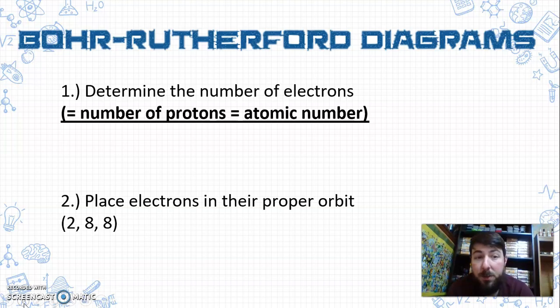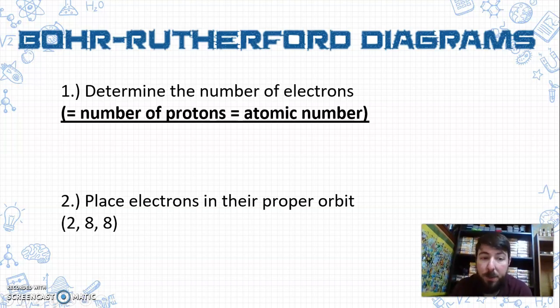So the first thing you have to do is figure out how many electrons the element has. An easy way to remember that is to just look at the atomic number. For example, hydrogen has an atomic number of 1, and it has 1 electron. Sodium has an atomic number of 11, so it has 11 electrons. So that's the easy way to remember.